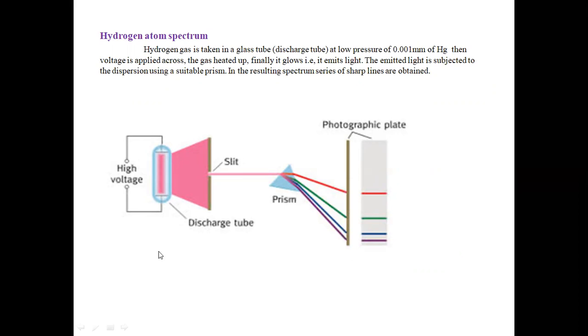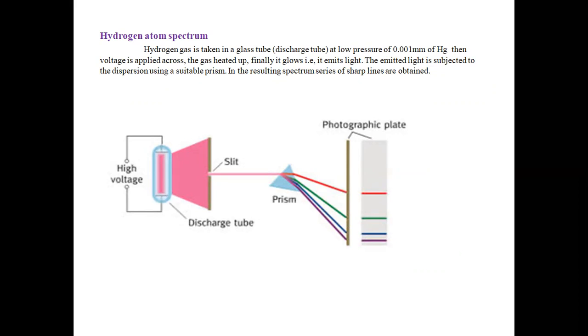Here the hydrogen gas is taken in this glass discharge tube, and it is maintained at a low pressure of about 0.00 mm of mercury. Then a high voltage is applied across this discharge tube, ultimately across the hydrogen gas which is taken in the discharge tube.